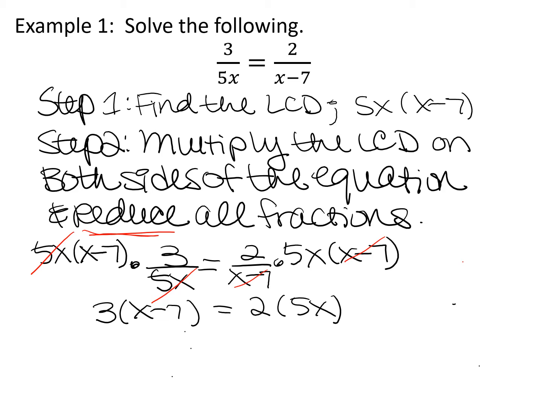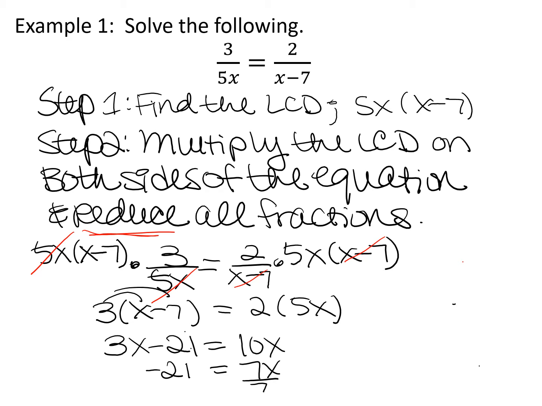We get 3x minus 21 is equal to 10x. I'm going to subtract 3x on both sides. I get negative 21 equals 7x. Divide by 7, and I get an x value of negative 3. Okay, we will be doing a lot of checking our solutions. Right now I'm going to focus on just the solving component, but we will be coming back to that. It will be highly important.